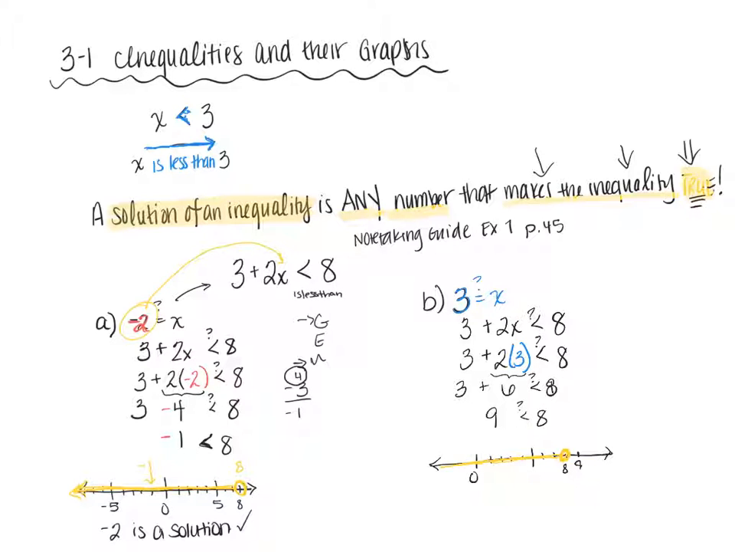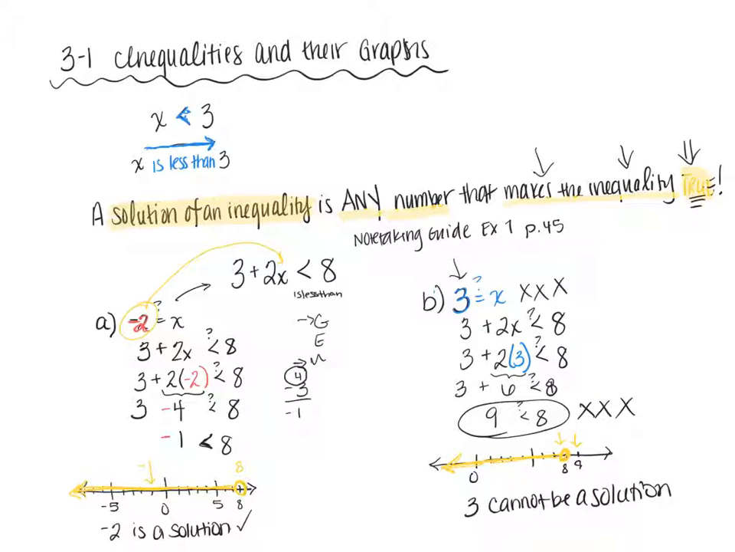And anything less than is going to be anything going to the left on my graph. So is 9 to the left on my graph? No, it's just to the right. So 9 is not less than 8. What this means is that 9 does not work. It means that 3 is not a solution because 3 is the number I plugged in for x. So 3 cannot be a solution for this inequality. Okay. Let's go to the check understanding at the bottom of page 45.